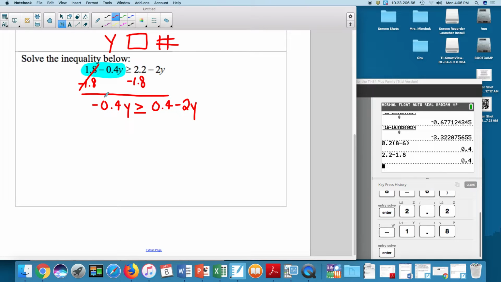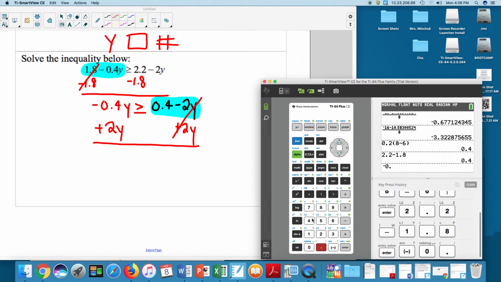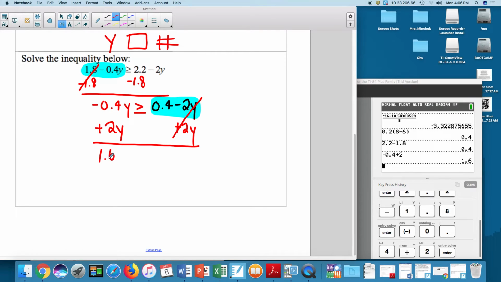Take a look at our left side. We only have variable terms. That's good. So now let's look at the right side of our inequality and ask ourselves, what does not belong? The right side of the inequality has to be number terms only. So we're going to move the minus 2y over to the other side. To do that, we're going to add 2y to both sides. We get that negative 2y and 2y cancels out. On this side, negative 0.4 plus 2. We're only adding the coefficients. I get 1.6, but do not forget to bring your y down. So 1.6y is greater than or equal to 0.4.